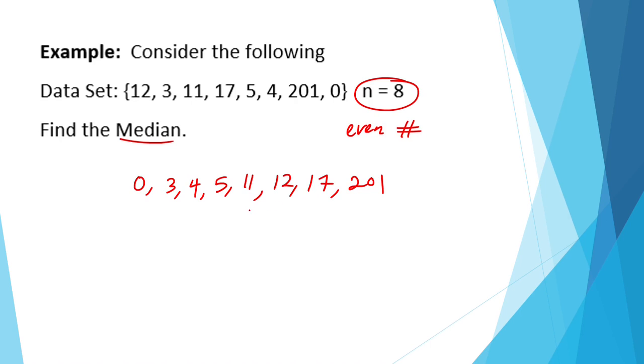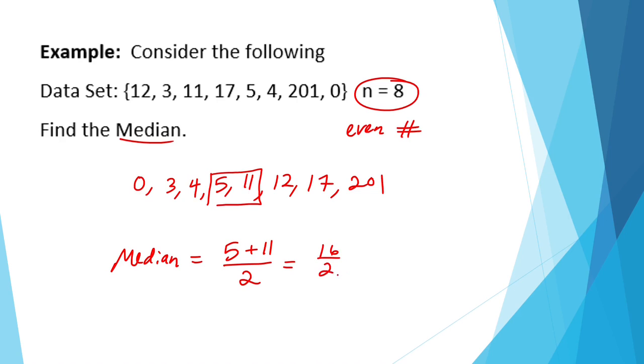And now, in order to find the median, we'll look for the number that's right in the middle. In this case, we have two numbers in the middle, 5 and 11. If we have an even set to find the median, we have to add these two numbers and then divide by 2. So if it's an even set, add the two numbers in the middle and then divide by 2. This gives us 16 divided by 2, which is 8. The median is 8.